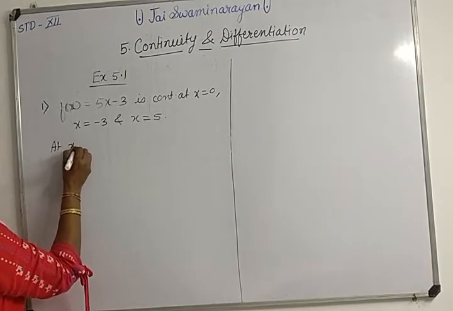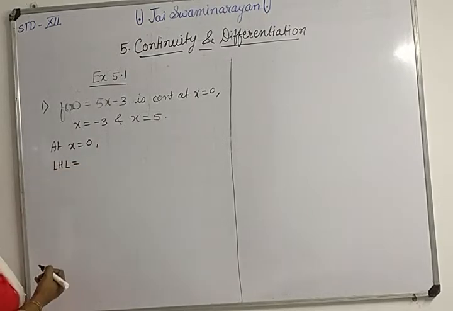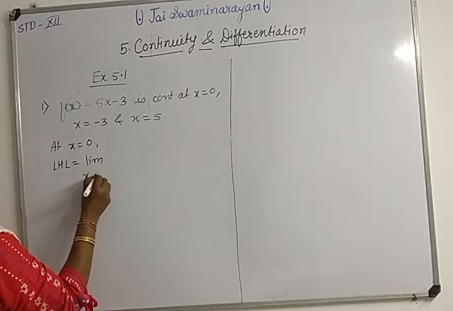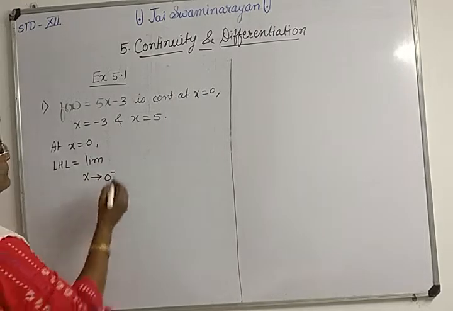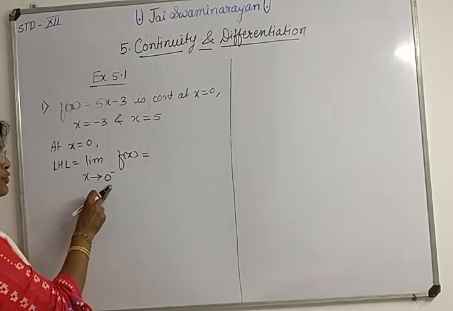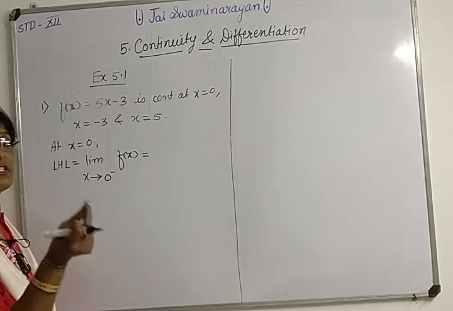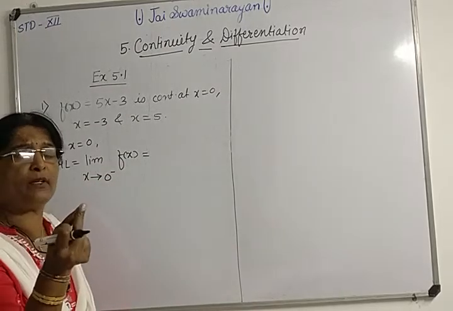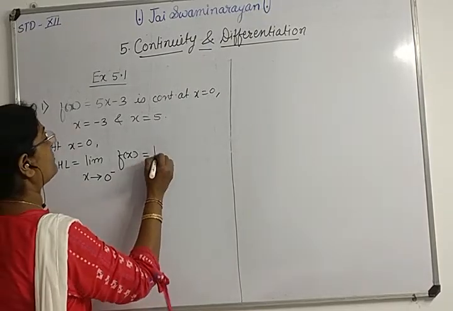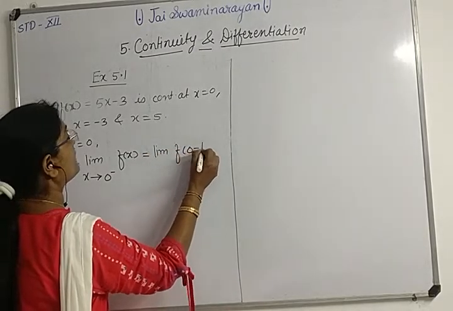At x equal to 0, left hand limit equal to limit as x tends to 0 negative of f of x. Now in this case we put the value of x as 0 minus h, where h is a very small value by which it differs. So that is equal to limit of f of 0 minus h.